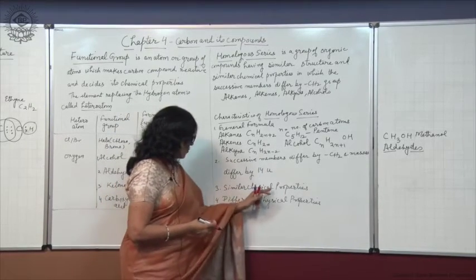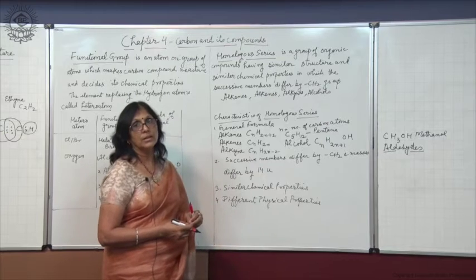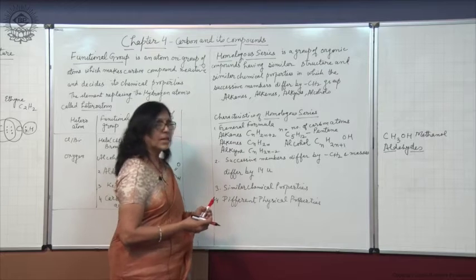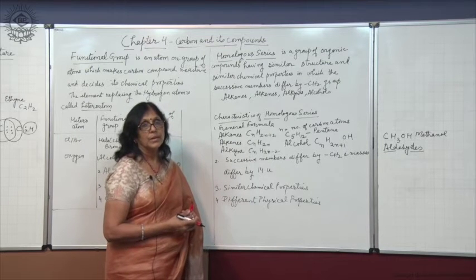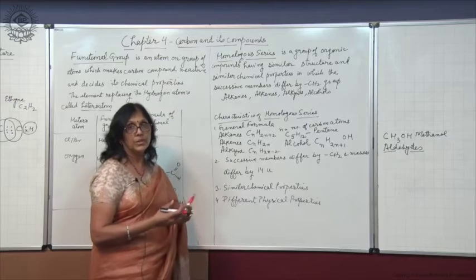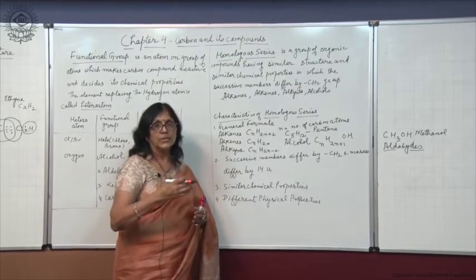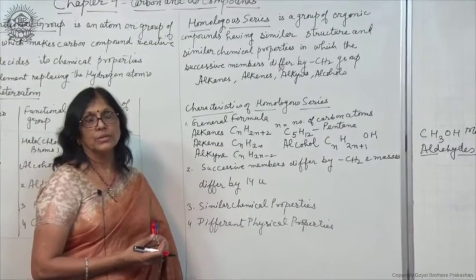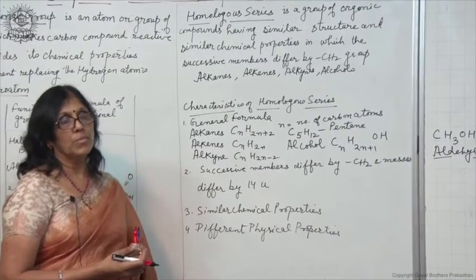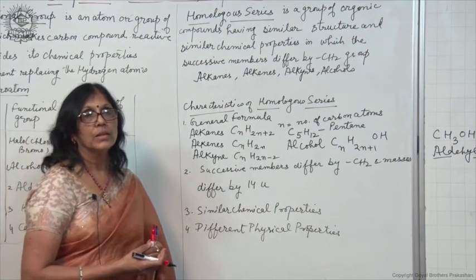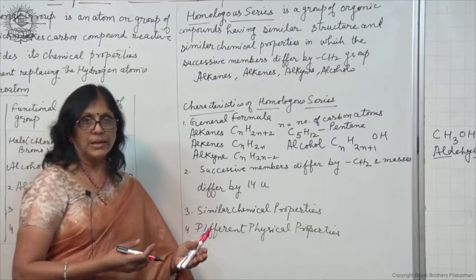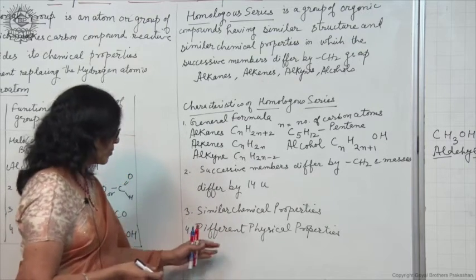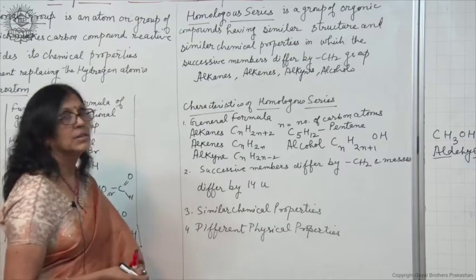All the members of the homologous series have similar chemical properties. Their chemical properties are similar, but they have different physical properties, because the structure increases, the number of carbon atoms increases, due to which the molecular masses of these compounds increase, due to which the melting point, boiling point and density also increase. So, physical properties are different, but chemical properties are the same.